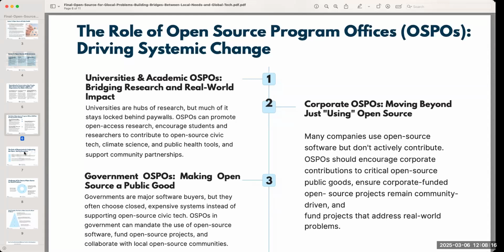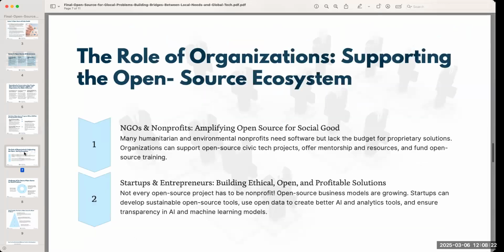And what does this do? It ensures that solutions are actually useful to the people who need them, right? So an example is Estonia, and they built an entire digital government infrastructure on open source software. And I think that's amazing. It's a great way to start.